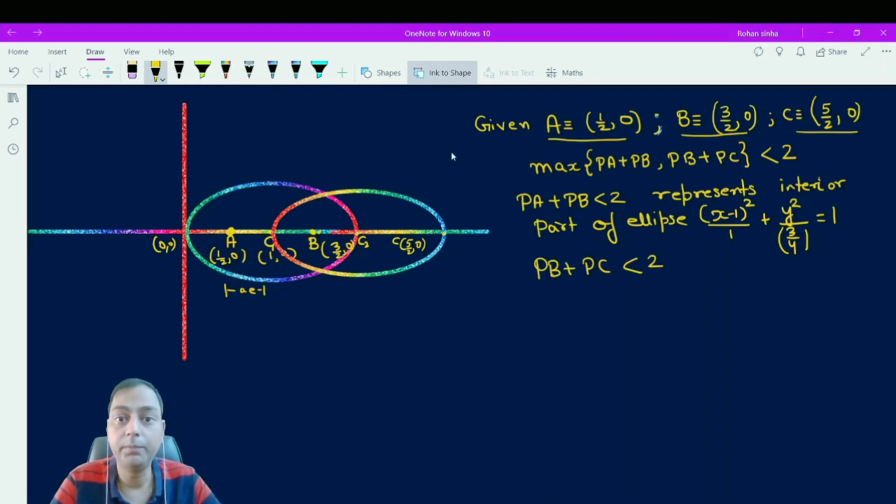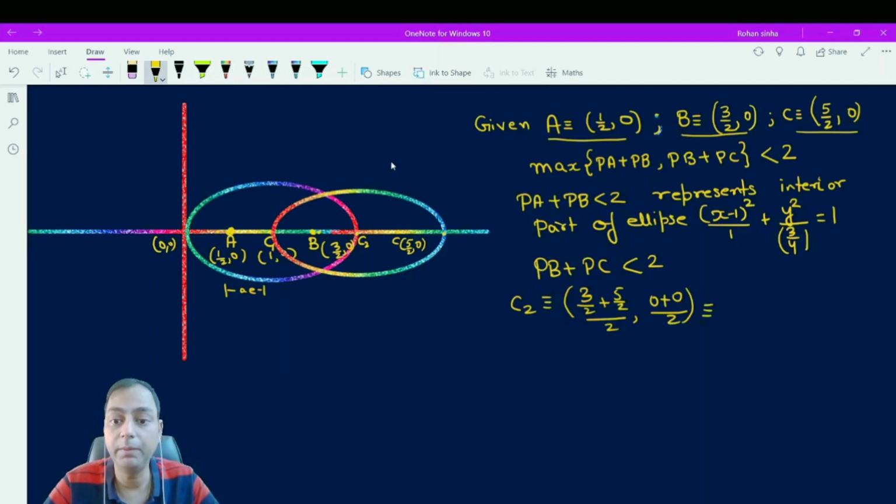This again represents the interior part of an ellipse whose center, that is center C2, is (3 by 2 plus 5 by 2) whole divided by 2, comma, 0 divided by 2. The center is given by 2 comma 0. So this C2, 2 comma 0, must be the center. And what about B and C? B and C are the foci of this second ellipse and the center is 2.